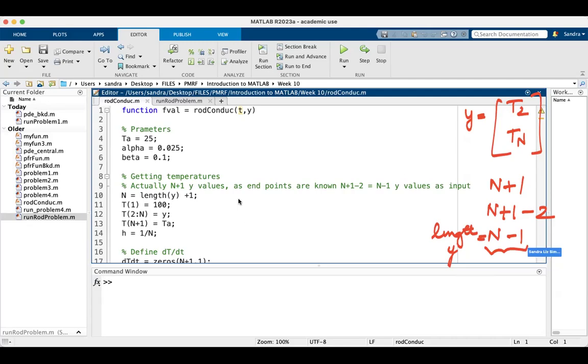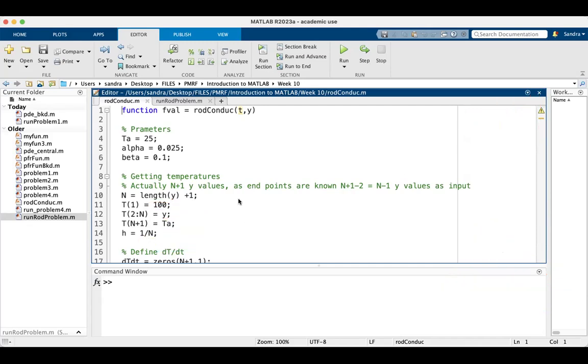From that you need to identify the total number of intervals. For that you can take n: n is equal to length of y plus 1. You have to take the 1 to the other side, so that is what we do here, length of y plus 1. And your first value is 100. The next values are given by this y, 2 to n, it will be T2 to Tn. And the last value is Ta. And what is your interval size? 1 divided by n, basically 1 divided by the number of intervals.